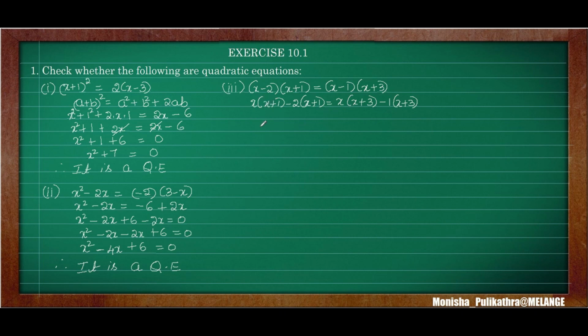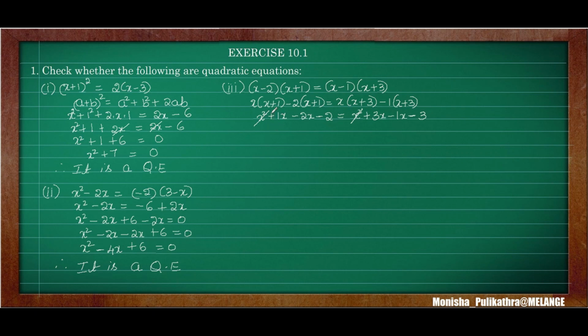Next we need to multiply this. x into x is x square, plus 1 into x is 1x, minus 2 into x is minus 2x, minus into plus, minus 2 ones are 2. Here x into x, x square, plus x into 3, 3x. Here minus 1 into x is minus 1x, minus into plus, minus 1 threes are 3. So here plus x square and plus x square get cancelled. Why? Because if I shift it to this side, it will become minus x square. So minus x square and plus x square becomes 0. So we can cancel it here itself.